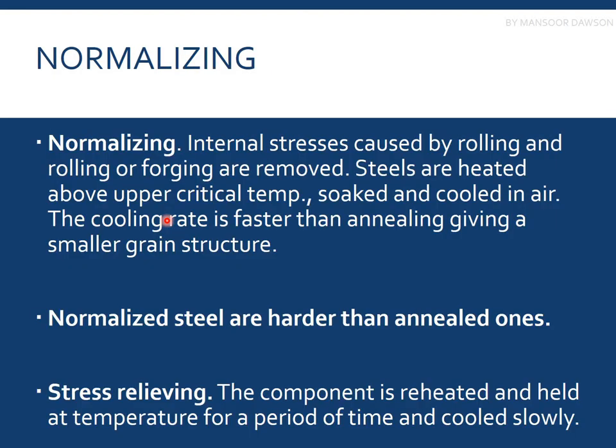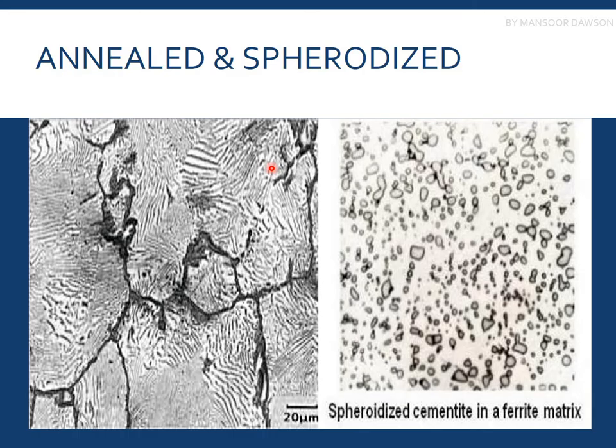then we have normalizing. Normalizing is also a heat treatment process in which internal stresses caused by rolling or forging are removed. Again, the same I was talking about in the cold working. So steels are heated above the upper critical line, soaked and cooled in air. The cooling rate is faster than annealing, giving us smaller grains. Okay, so we are not getting these coarse grains as we saw in the annealed microstructure, but we'll be getting some fine grains. The size of the grain would be somewhat smaller.